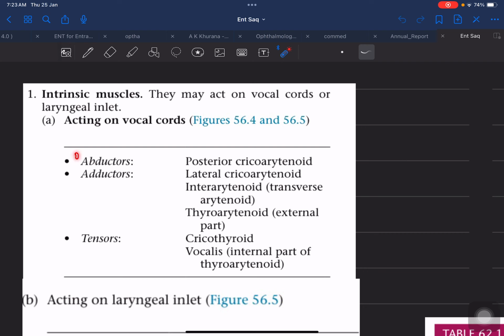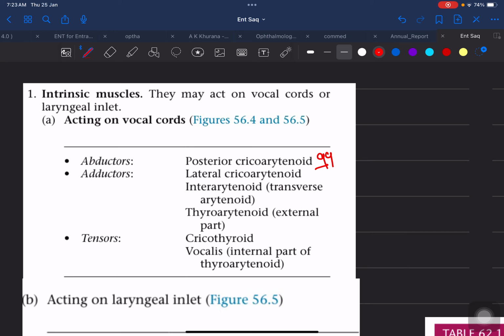Talking about the abductor, there is only one muscle that helps in abduction of the vocal cord, and that is the posterior cricoarytenoid. It is asked several times in MCQs also, so it is worth memorizing. This is the posterior cricoarytenoid.